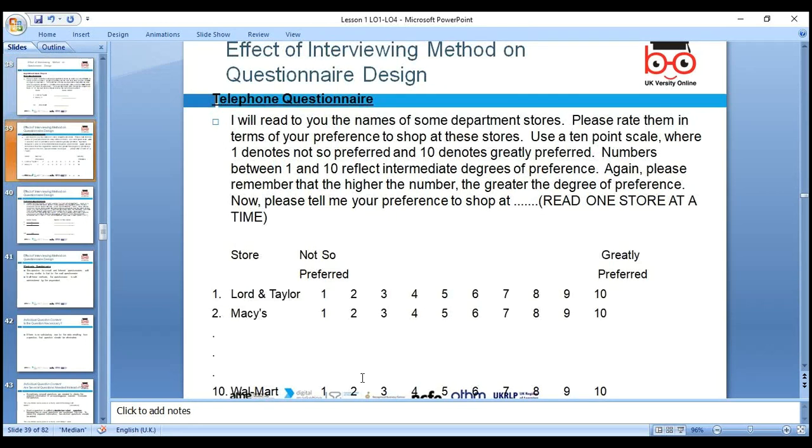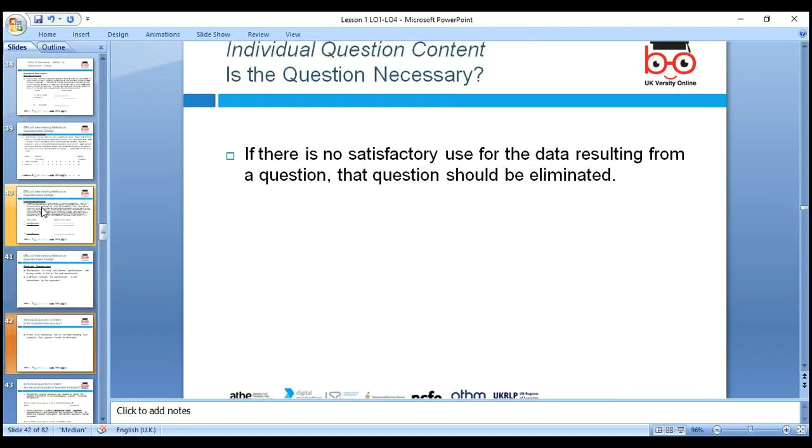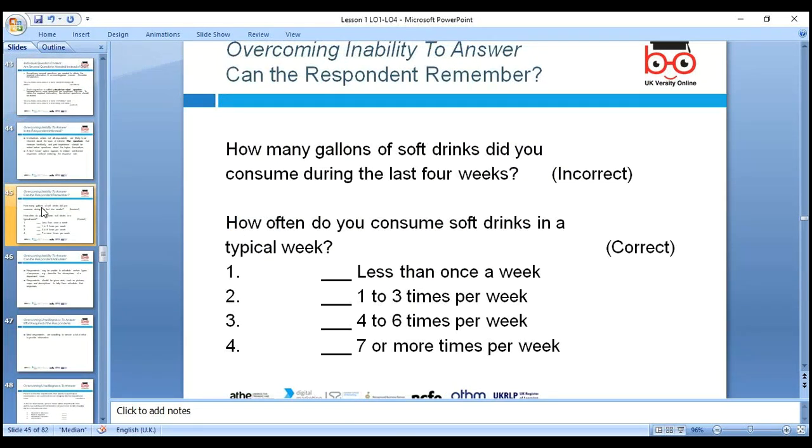Telephonic interview. We can use the Likert scale, 1 to 10, where you can say good or bad, preferred or not preferred, or greatly preferred, the preference you have in these stores. So there are different ways you can ask the question. Nowadays we can do electronic questionnaires, of course, like Google Forms, which I'll show you as well.